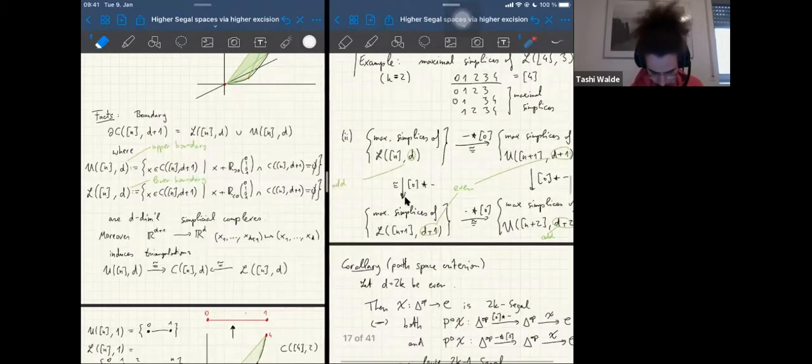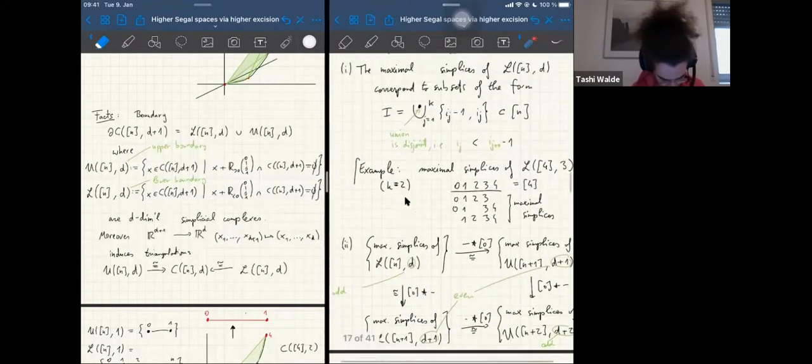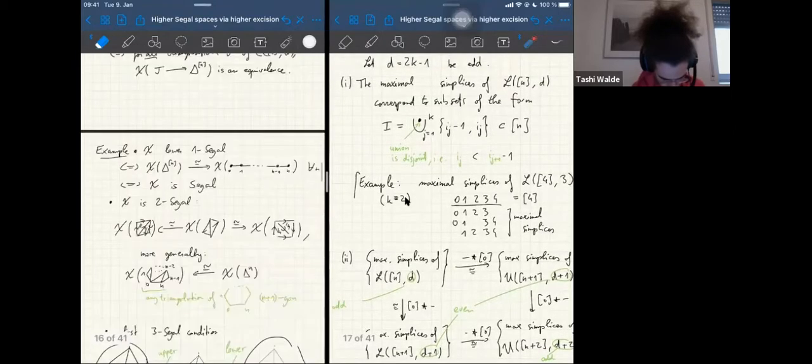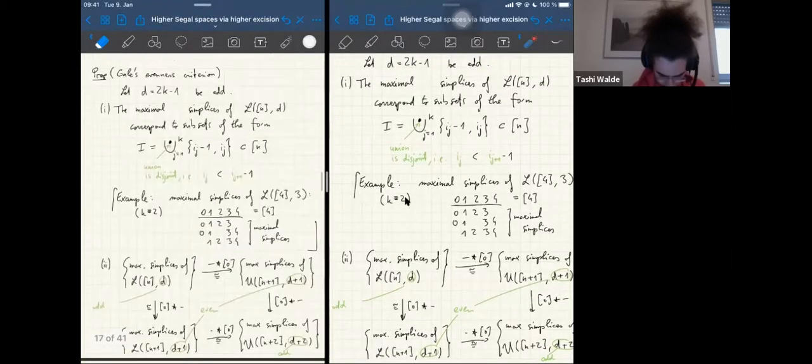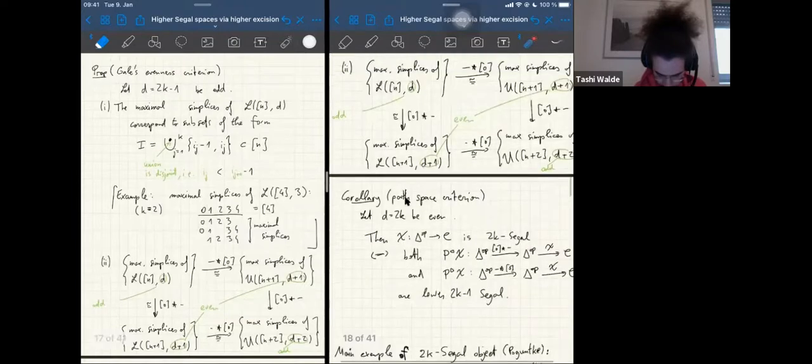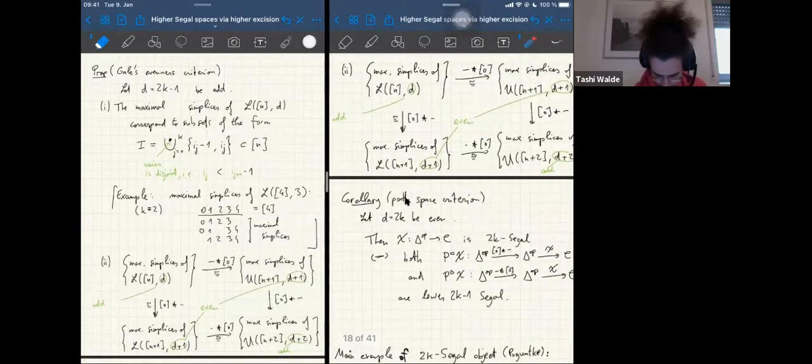As a direct corollary, you can see that, for instance, if you want to know if something is 2-Segal, you can reduce it to the lower 2k minus 1 Segal condition by precomposing with this functor, which adds a vertex at the beginning and at the end, respectively. So it's 2-Segal if both of these path spaces, sometimes called the collage, satisfy the corresponding lower condition.